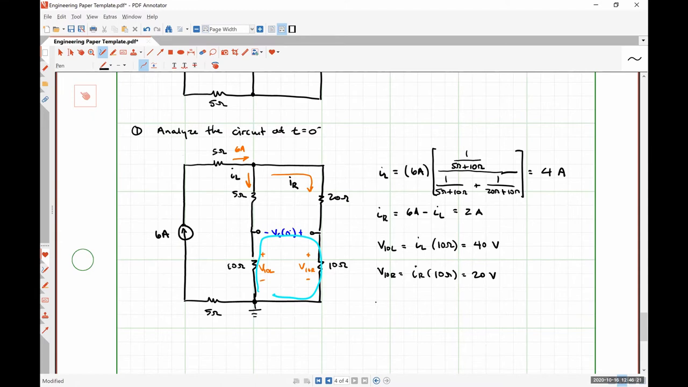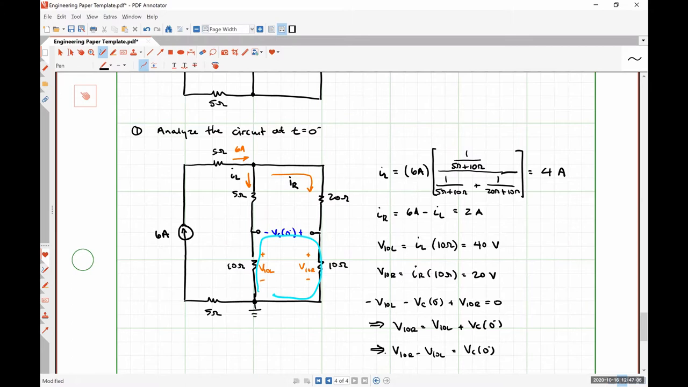blue loop. So we're going to have negative V10L minus VC at zero minus plus V10R is equal to zero, which means V10R is equal to V10L plus VC, or V10R minus V10L is equal to VC. I did one extra step of algebra in there because I forgot what I was doing.